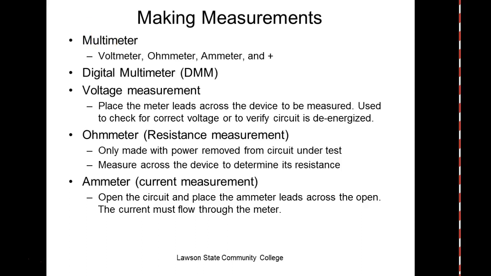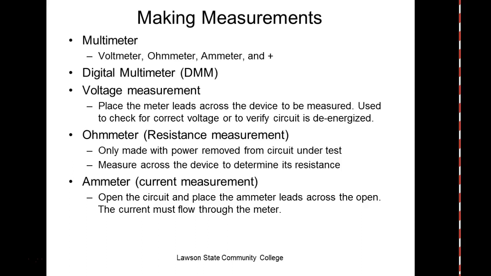So a voltmeter, place the meter across the device to be measured. We use it to check for correct voltage or to verify a circuit is being energized. Very, very important. That's part of the safety. So even if you pull a disconnect, the first thing you should do before you start tearing things out is get that dang voltmeter out and make sure you pulled the right disconnect. Or the disconnect could be bad. I've seen disconnects actually go bad.